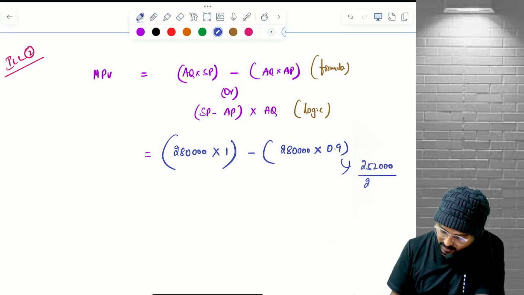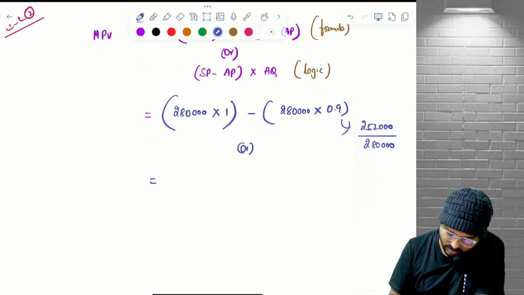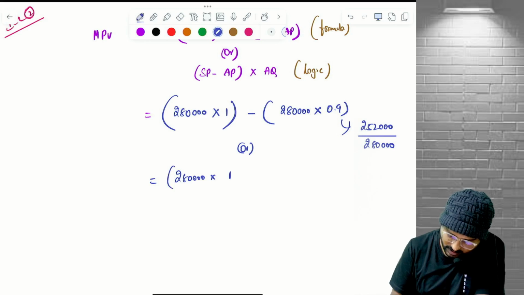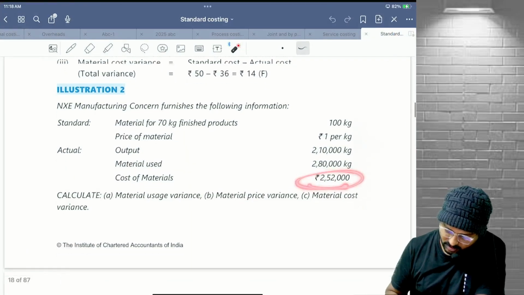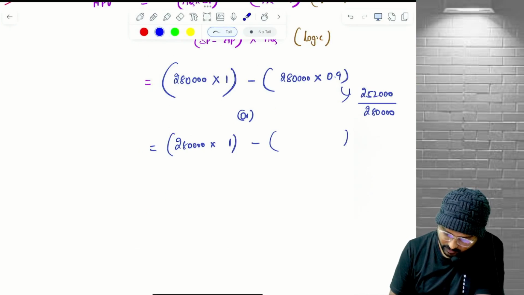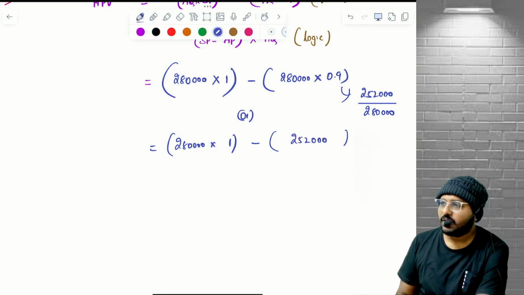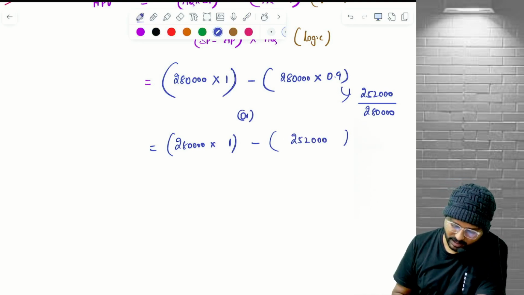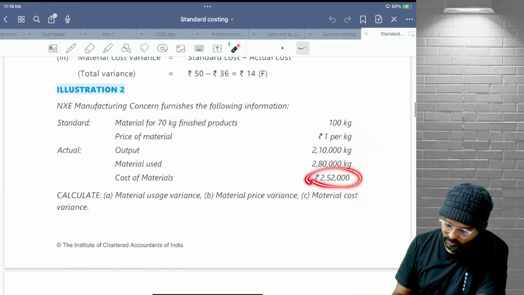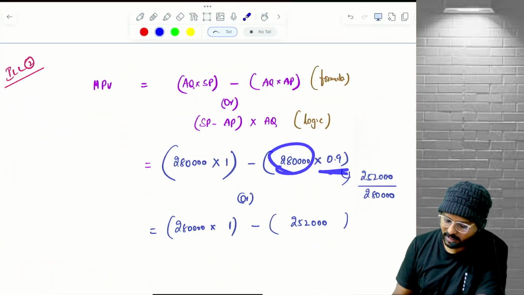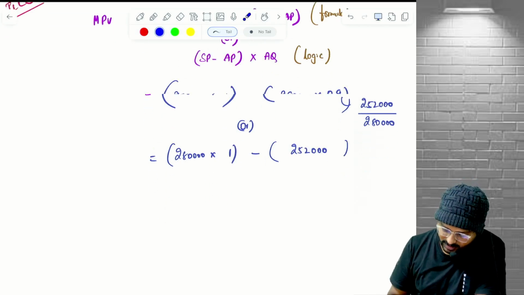How did I get this 0.9? 2,52,000 divided by 2,80,000. Or you can also do it like this. See here. Actual quantity into standard price. So 2,80,000 into 1. Correct? Minus AQ into AP is nothing but actual cost. Directly actual cost is given. How much is actual cost? 2,52,000. So directly you can write 2,52,000. Is that clear? AQ into AP is nothing but actual cost, actual quantity into actual price. So directly you can take 2,52,000 and put that number rather than writing actual quantity and then multiplying with actual price. Again, to find out actual price, you are dividing actual cost with actual quantity. Correct? Right. Anyways, so what is the answer?